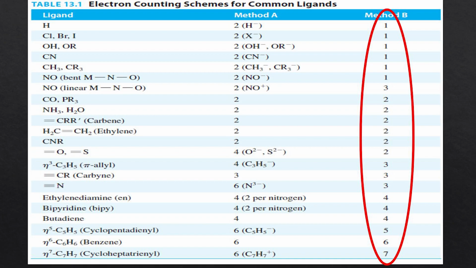This is just examples of the possible ligands that attach to metal in metal complexes, and the number of electrons that each can contribute. Here, for example, the normal one, like CO, the carbonyl, contributes two electrons. Chlorine, bromine, or iodine contribute only 1. So it's contributed by each ligand.